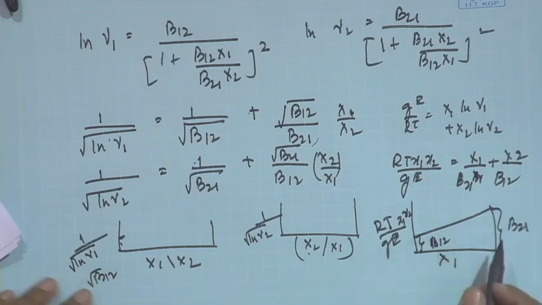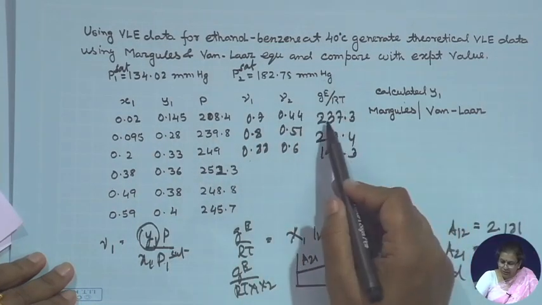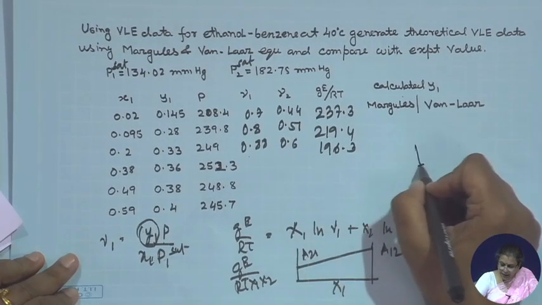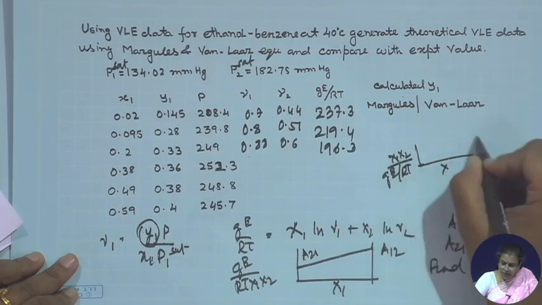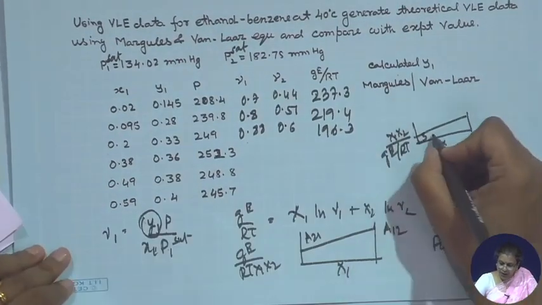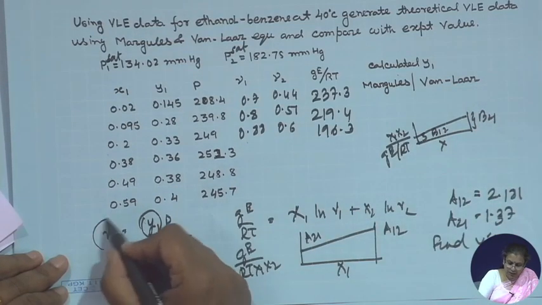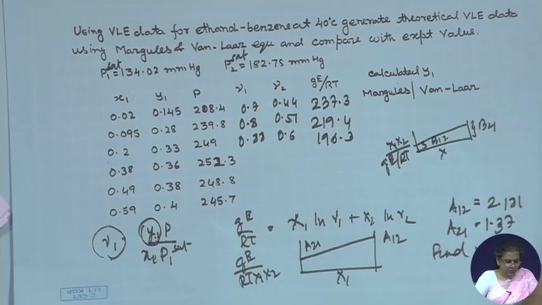So, in a very similar manner, if we take up this particular data, in this case also you can find out gamma 1, gamma 2; the G by RT is the same. Then, instead of this, you need to plot x1 x2 by G by RT as a function of x1, and from the intercepts you are in a position to find out b12 and b21. Once you have found them out, from there you can find out the gammas, from the gammas you can find out y1, and you can compare with the results in this particular case.